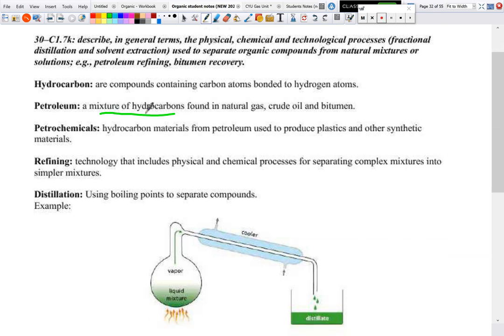So just some of the definitions right here. Petroleum is just a mixture of hydrocarbons. We have petrochemicals. This is hydrocarbon material from petroleum used to produce plastic and other synthetic things. Refining is technology that includes physical and chemical processes of separating complex mixtures. And one of the ones we're going to be looking at is distillation. Distillation uses boiling points to separate compounds.